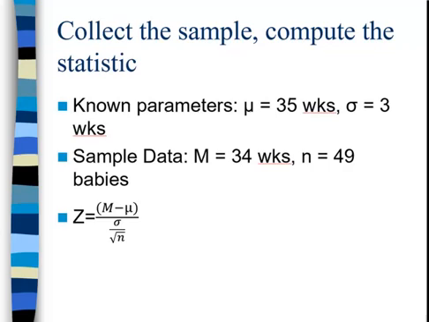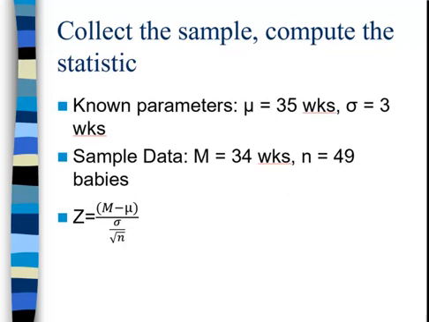And here's our formula, right? So you should have just simply plugged everything in here. The sample mean is going to be 34. The population mean is going to be 35. And we're going to divide that by the standard error of the mean, which is our standard deviation of 3 divided by the square root of our sample size, which is 49.